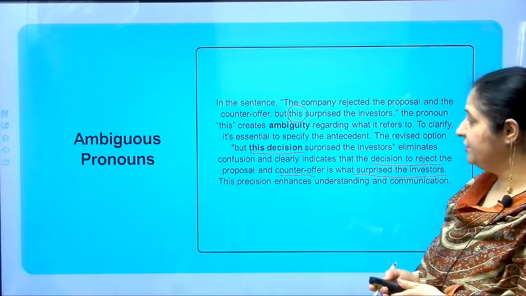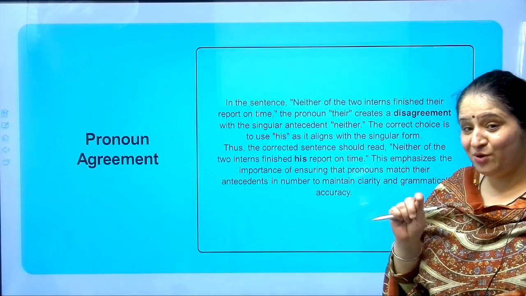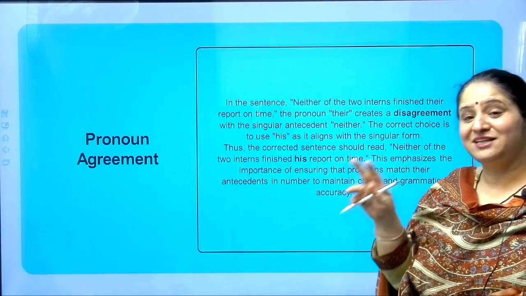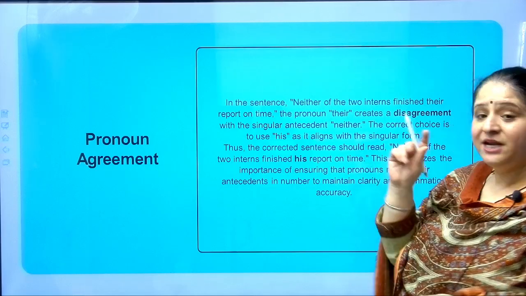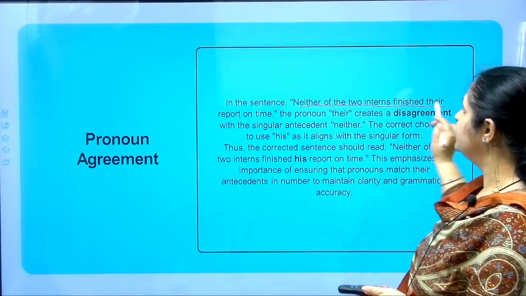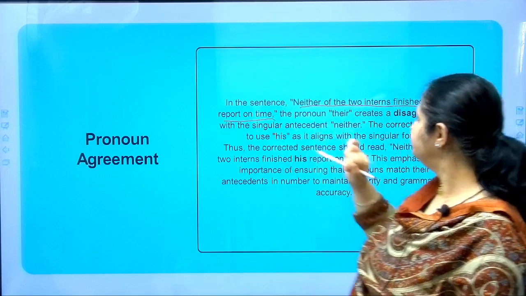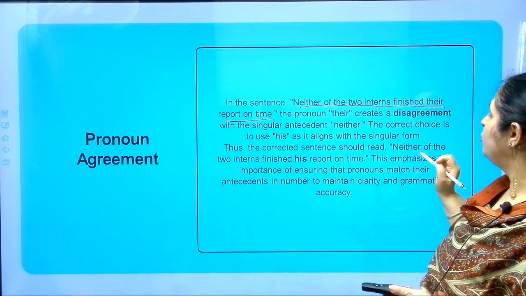All right. So let me go to the next slide. Pronoun agreement. Again, that's very important. ठीक है कि हम किस pronoun के साथ क्या use कर रहे हैं. जैसे subject verb agreement होता है, वैसे pronoun agreement has to be taken care of. Now let me take an example over here. Neither of the two interns finished their report on time. ठीक है. Neither of the two interns finished their report on time.